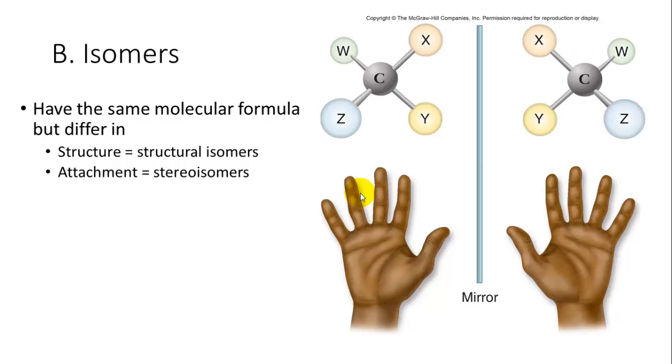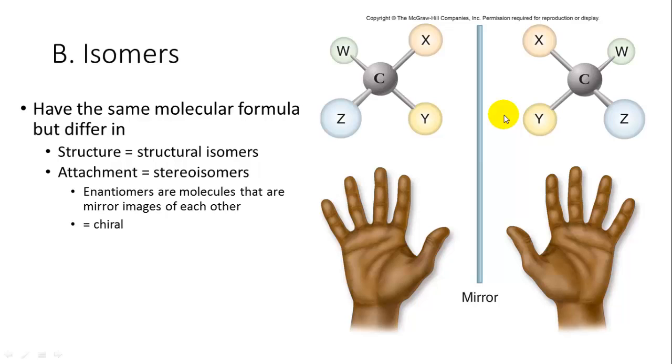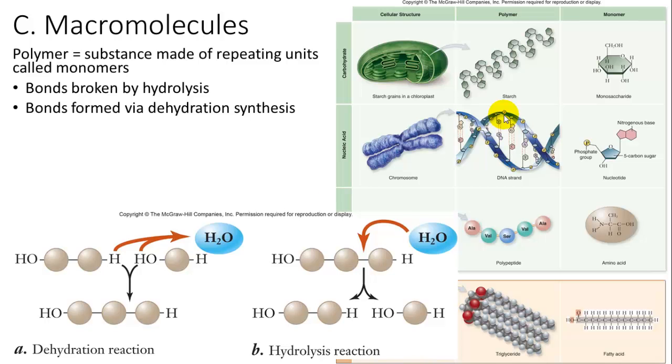You can also have ones that are different based on attachment, and those are stereoisomers. And enantiomers are then molecules that are mirror images of each other. So this is an enantiomer example over here. Those that are said to have this type of arrangement are called chiral molecules. Alright, so carbon then is used to build macromolecules.